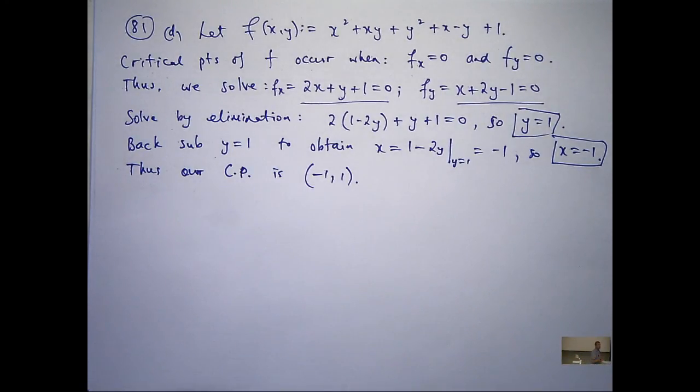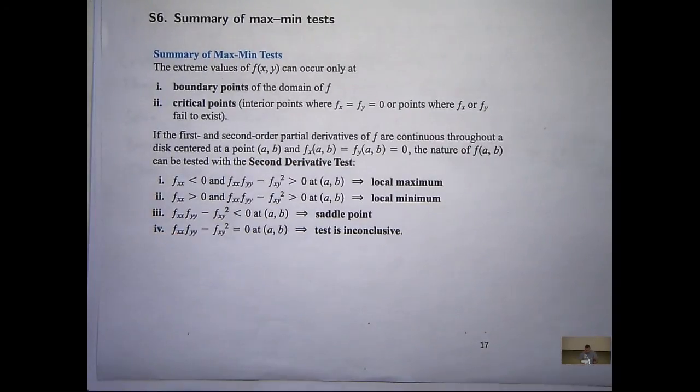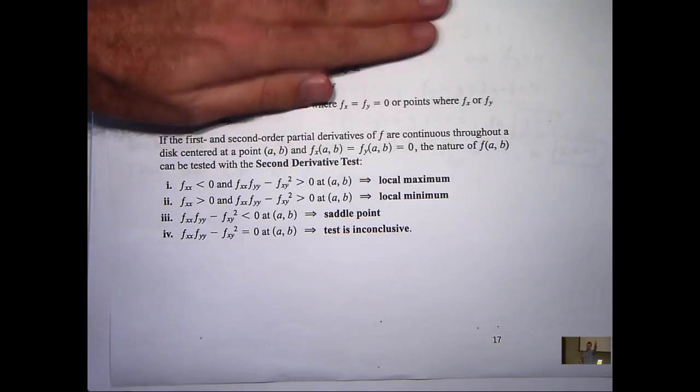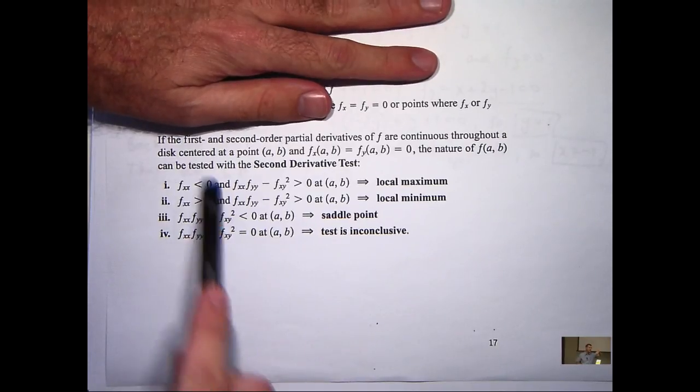The next part of our challenge is to classify this critical point. Does this critical point lead to a local max, a local min, or something in between, a point of inflection? Anybody know how we might do that? Second derivative test, right? Everyone forgets it, so here's one that I've just brought along with me to refresh your memory. This is just a summary.